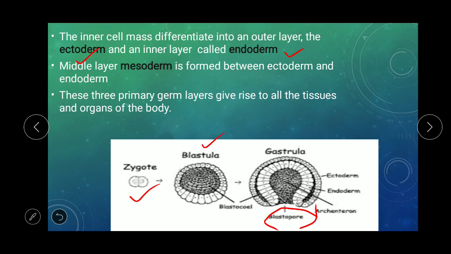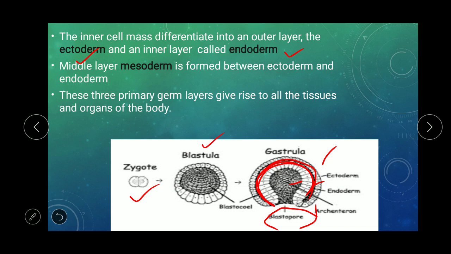Now you can see the ectoderm, endoderm, and the middle layer. Sorry, the endoderm is the inside layer, and the mesoderm is not shown here, but mesoderm will be formed in between the ectoderm and the endoderm. The red colored portion you can see is the mesoderm, inside will be the endoderm, and the outside will be the ectoderm.